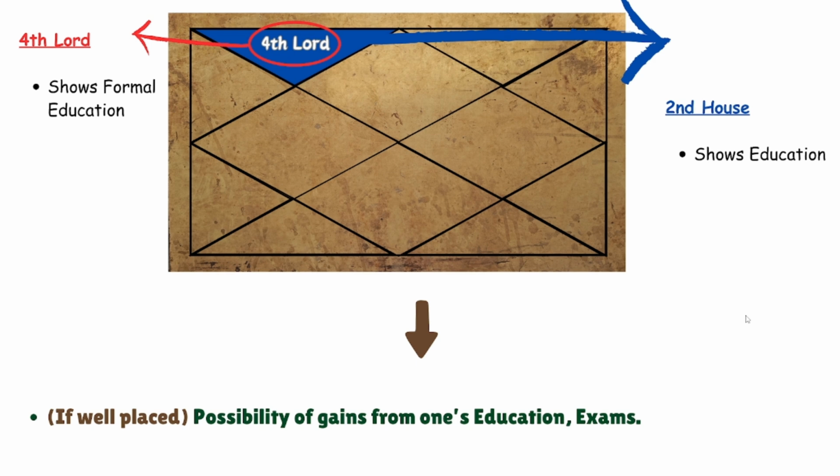Now, fourth lord shows formal education, and the second house shows, again, primary education. So both of these are called the Vidya Bhava. So both Vidya Bhavas are getting linked. If this is well placed, then possibly you are intelligent, you are a scholar, and it is also going 11 places away, so maybe good gains in education. You could be a good student, with fairly good, above average marks in the examination. So all this is possible.